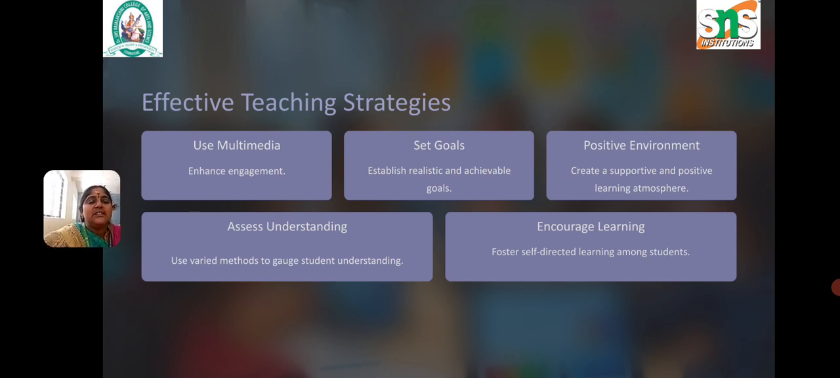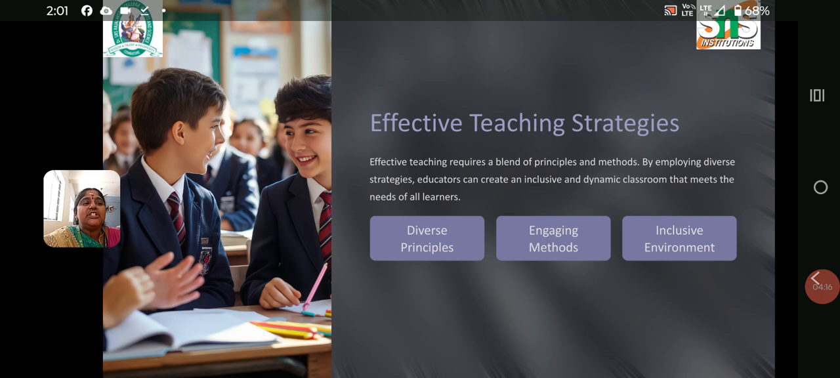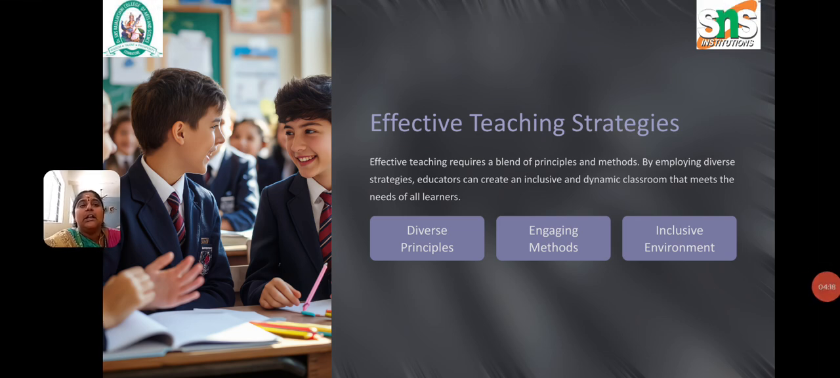A positive environment can be created by the teacher as well as the learner, which can be supportive as well as inculcate the learning atmosphere and understanding level. You can use varied methods to gauge student understanding. So encourage learning, foster self-directed learning among the students. So effective teaching strategies involve a blend of principles and methods.